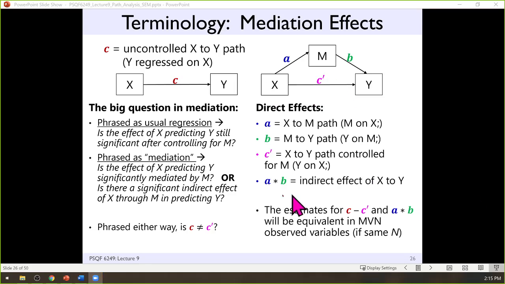And it works out that in cases of observed variables, assuming multivariate normality and so on, the test of whether C is statistically different than this C prime is equivalent to the test of the indirect effect, which is A multiplied by B. So this result is commonly used as a way to assess mediation. To what extent is the A times B product, the product of those two correlations or regression paths, significant in and of itself? And if it is, then you would draw the conclusion that the relationship between X and Y differs after controlling for M than it does before.